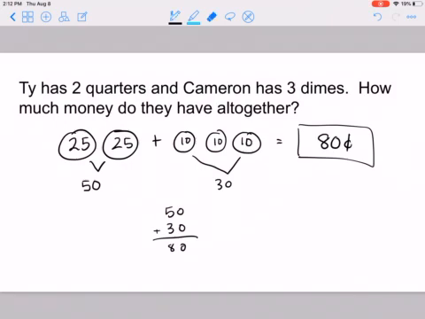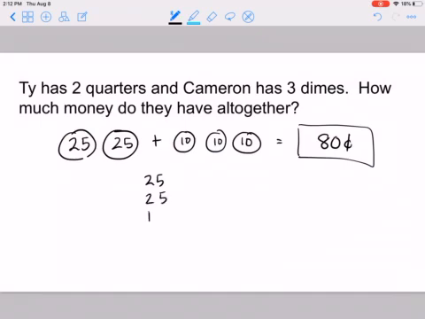If you wanted to solve it a different way, we could have done our totals down. So 25, 25, 10, 10. It's going to be very similar. We do our ones place first. 5 plus 5 is 10. And then 20 plus 20 is 40. 40 plus 10 is 50. 50 plus 10 is 60. 60 plus 10 is 70. 10 plus 70 is going to be 80.